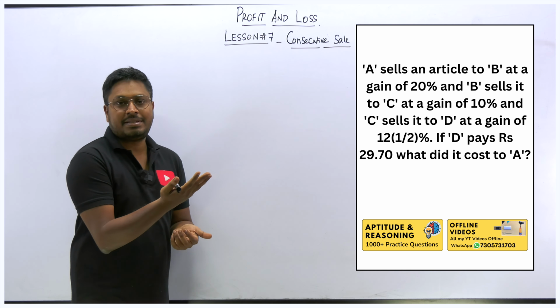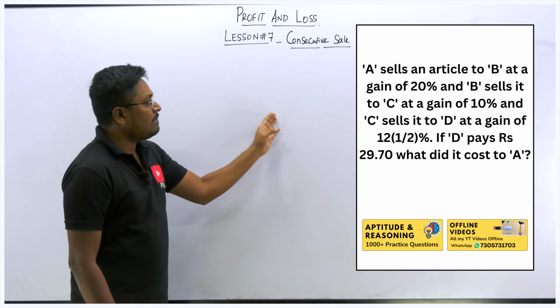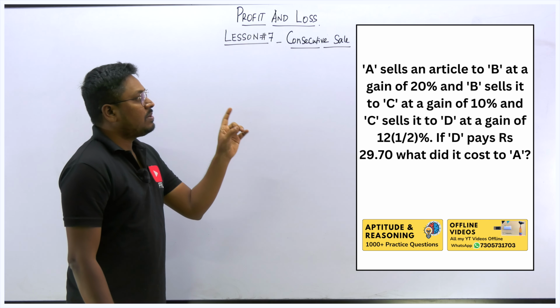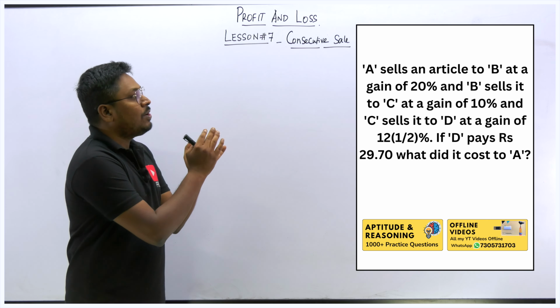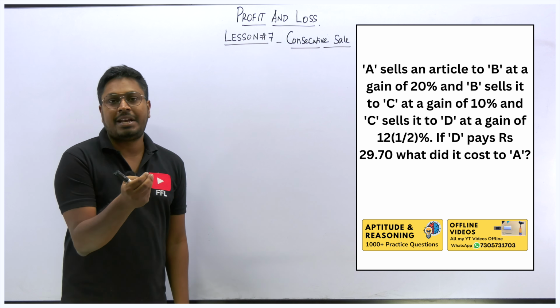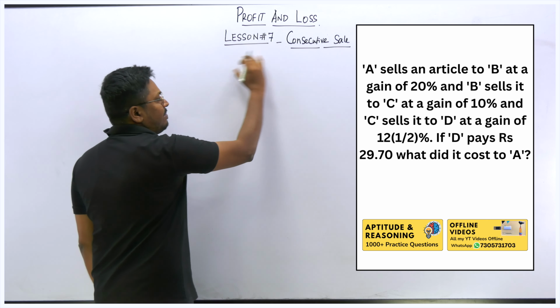If an extra 1% is added, you don't need to learn a new formula, just directly multiply it with the other value. That's it, right? So finally C to D, 12 1/2% gain, and the person D finally got the product, that is the article, for 29.70 rupees, right? So first what you can do is, you don't need to write A, B, C, D, right?